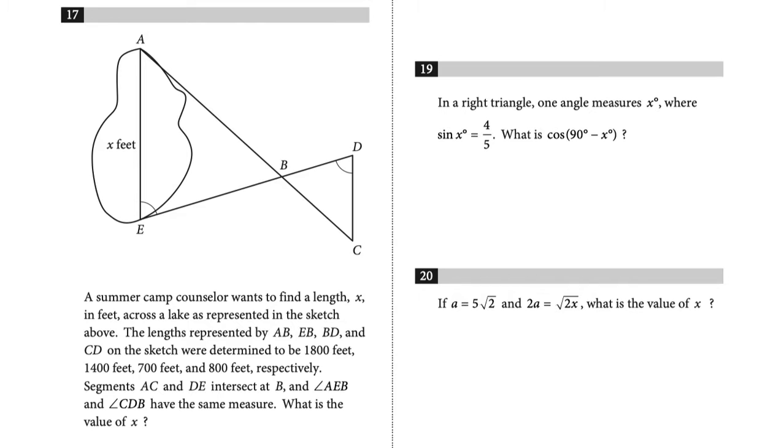I'm going to pause right there because that's kind of the key information here. So AB is 1,800 feet. Label it. AB, 1,800 feet. This length right here, 1,800 feet.